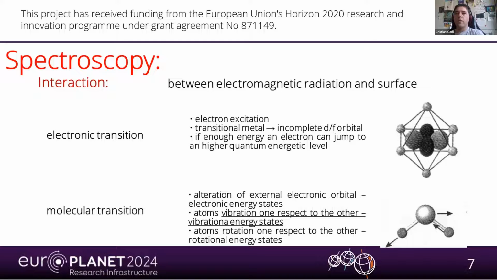The other is molecular transition, which is related to alteration of the electronic orbital energy states. This is due to the fact that if the material receives this energy, there will be vibration of one atom with respect to another, and this produces variation in the spectral features.